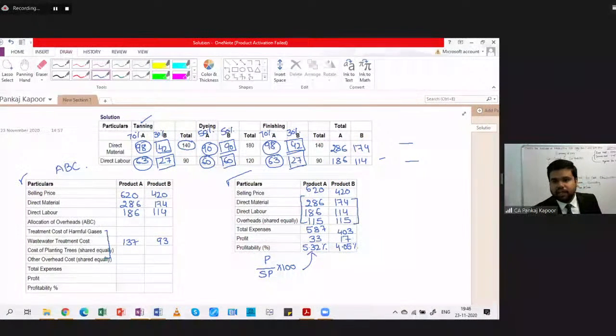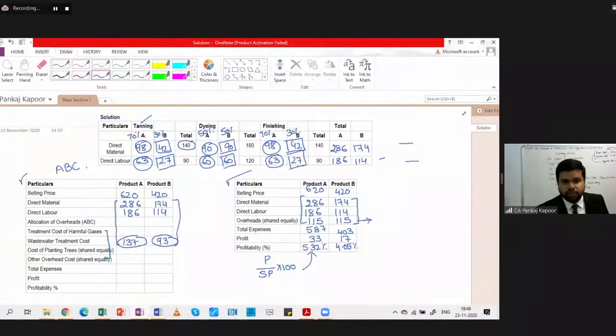Here we are dividing it in the ratio of 50-50. Here we are dividing the overheads in the ratio of their usage, in the ratio of the cost driver usage. Now compute the total expenditure, adding these three and add this 3 for A and B respectively.